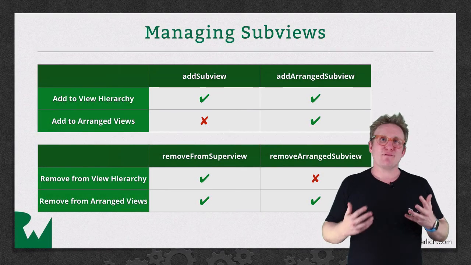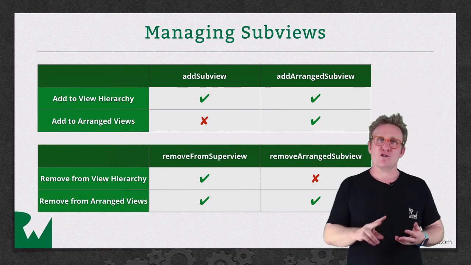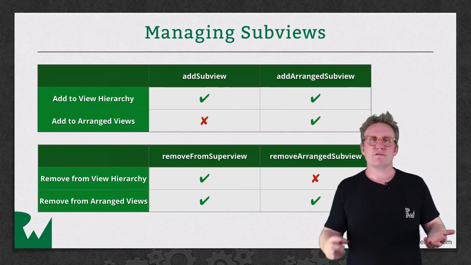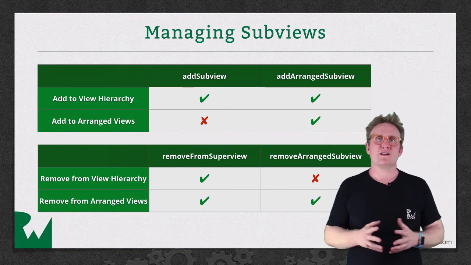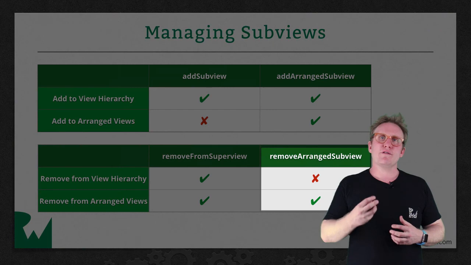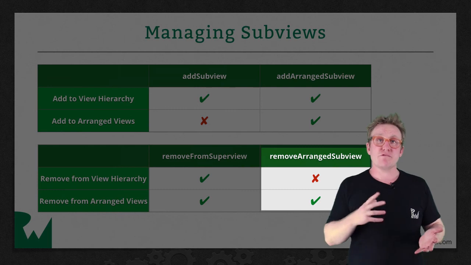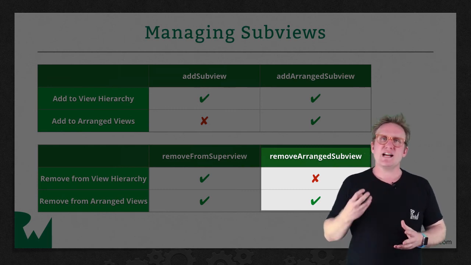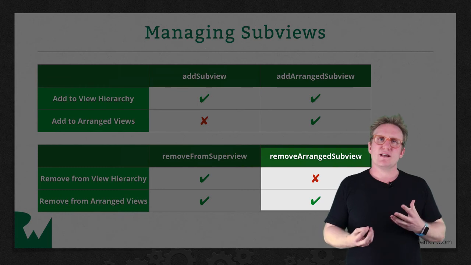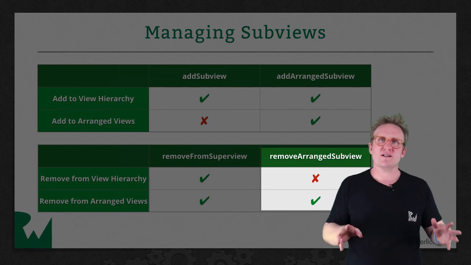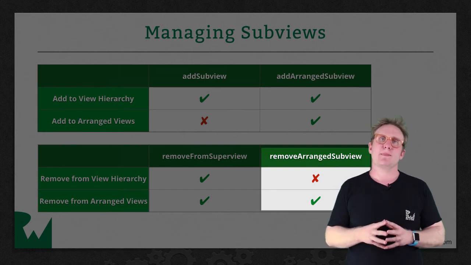The story is similar with removing subviews. You've got 2 ways you can remove a subview. You can either call removeFromSuperview on the subview itself, or you can call removeArrangedSubview. Once again, they have different behaviour. If you call removeArrangedSubview, it will remove the subview from the arranged subviews, but it won't remove it from the view hierarchy. This can actually be really useful if you're going to be using that view again later on. It's still there in the view hierarchy, but you can't see it. When this view is needed again, it doesn't have to be recreated, improving efficiency.